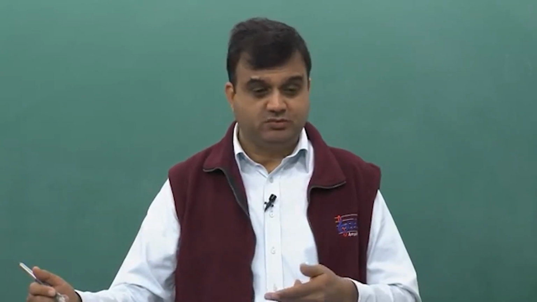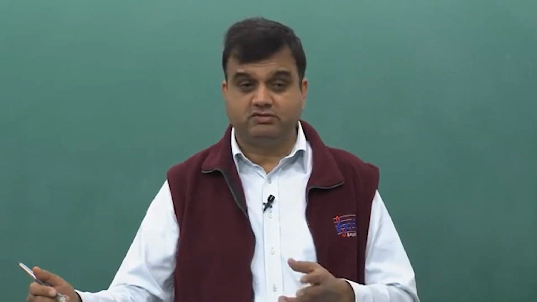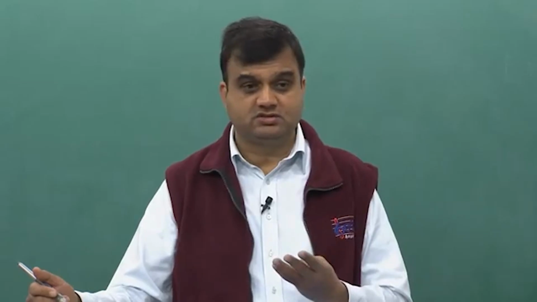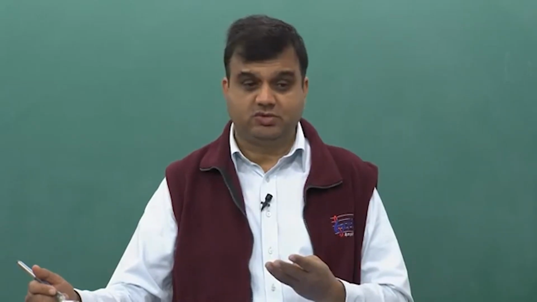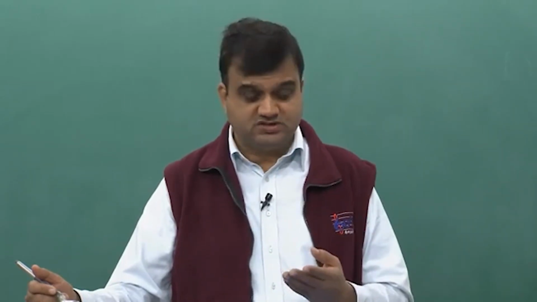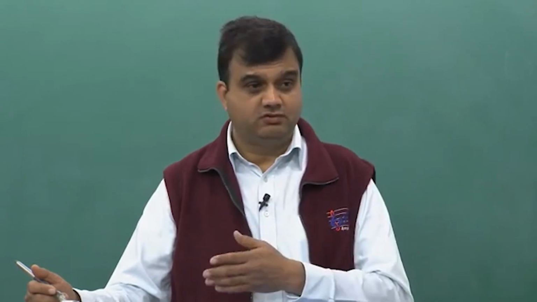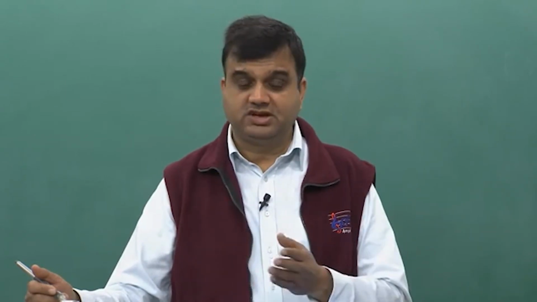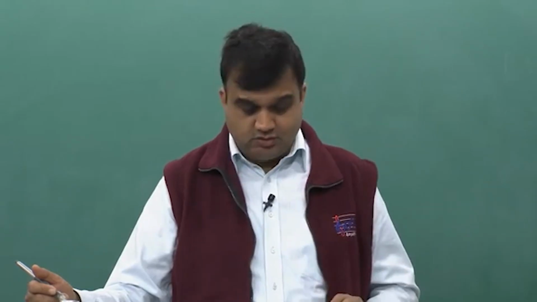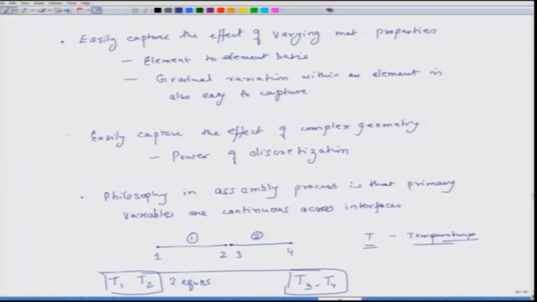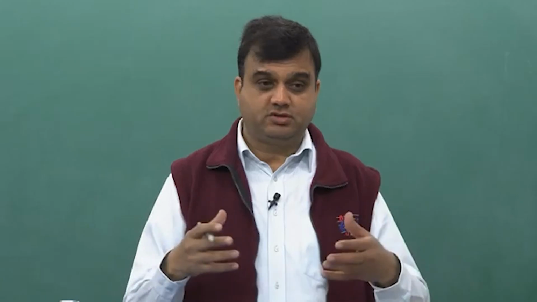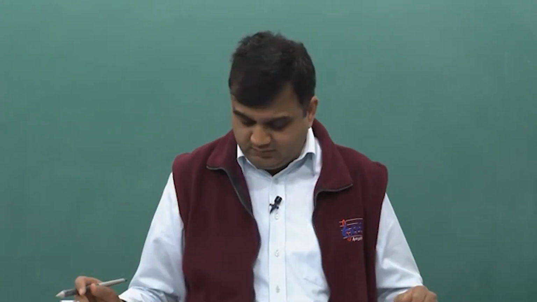So, when we assemble these 2 sets of equations together, we will get 3 equations through the assembly process, and those 3 equations will be for variables T1, T2 and T4, because T3 will have the same temperature as T2. So, this is the basic philosophy through which we combine different element equations at the assembly level.